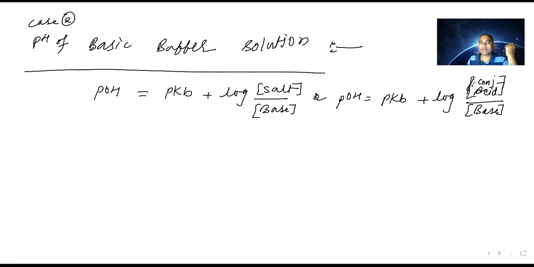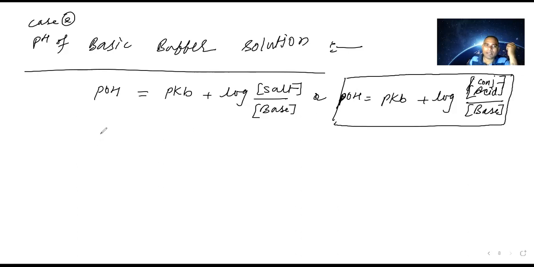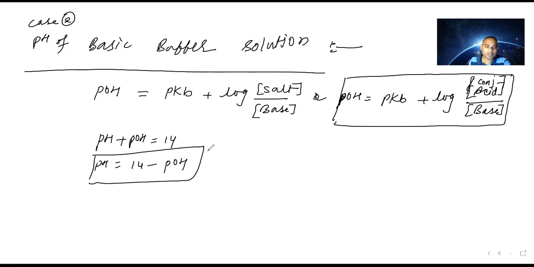Now, this is the concept. From this one you are going to get pOH. Then what we have to apply? pH plus pOH is equal to 14, that you know. So pH is equal to 14 minus pOH. By this concept, you can solve the problem.